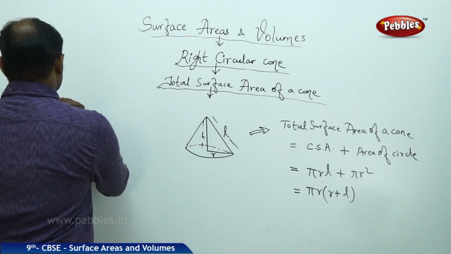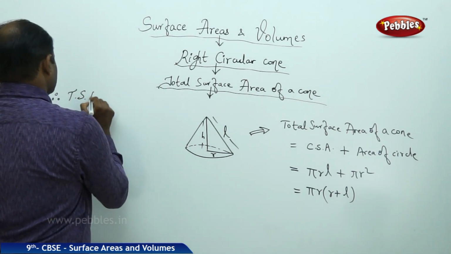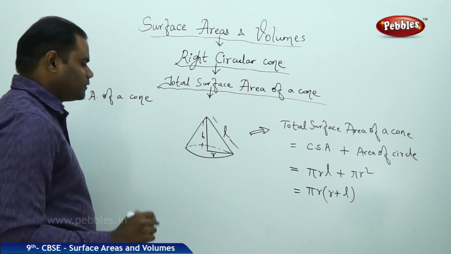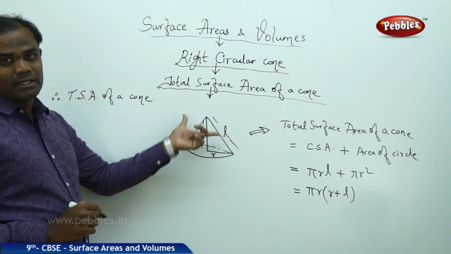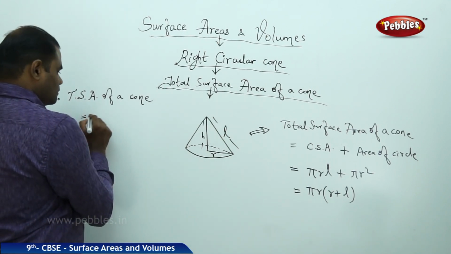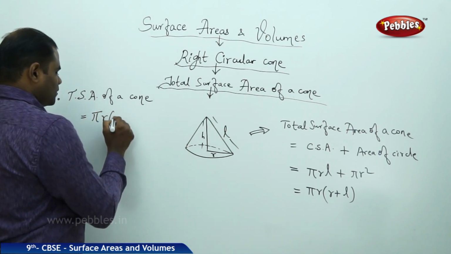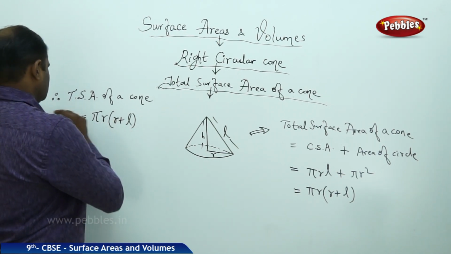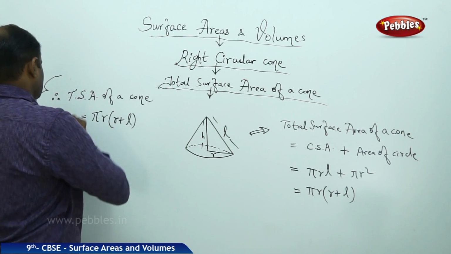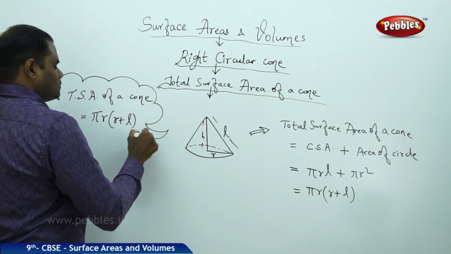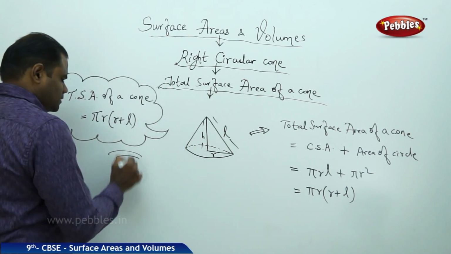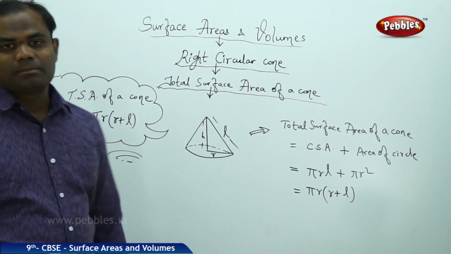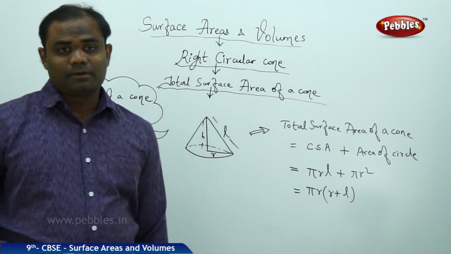Therefore, the total surface area of a cone with radius r and slant height l is given by pi r into r plus l. The total surface area of a cone is pi r into r plus l unit square.